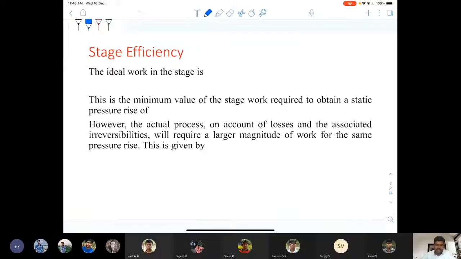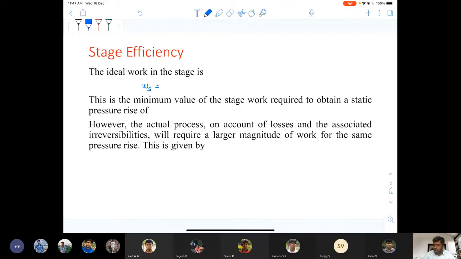We will be starting with the stage efficiency. We generally know that there will be two processes. One is the isentropic process, which is considered to be the ideal work, and another one is considered to be the actual work, which is an irreversible adiabatic process, and it is not an isentropic process. Therefore, the ideal work in the stage is given as W, and Ws denotes it is for an isentropic process, which is an ideal work.